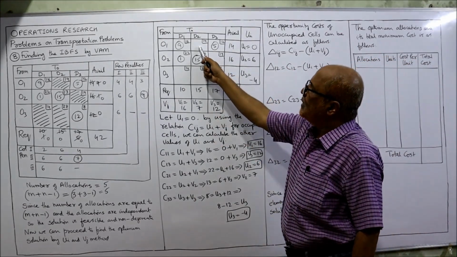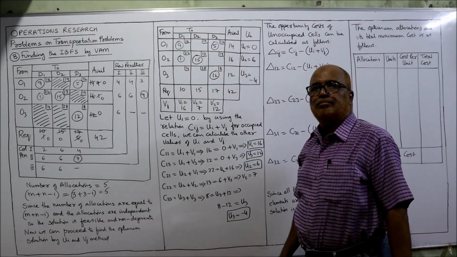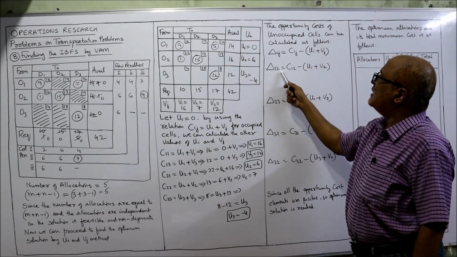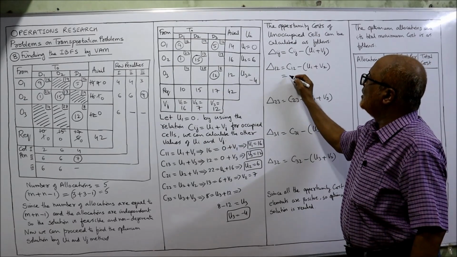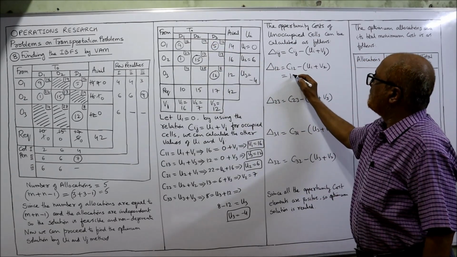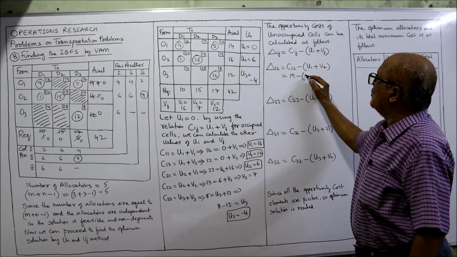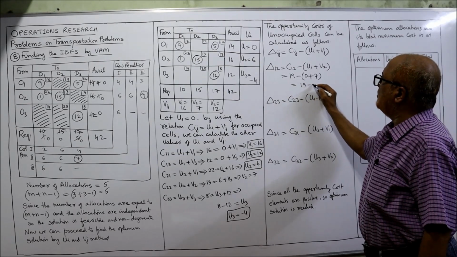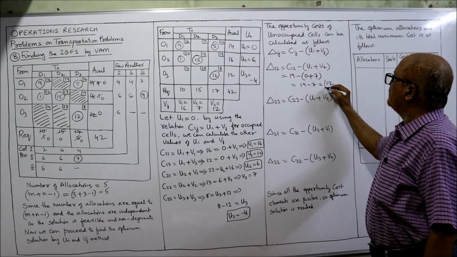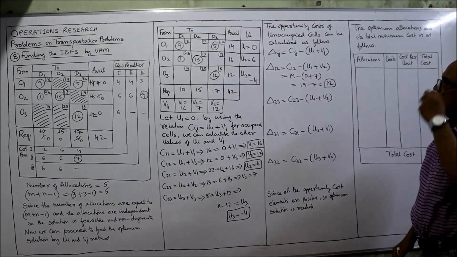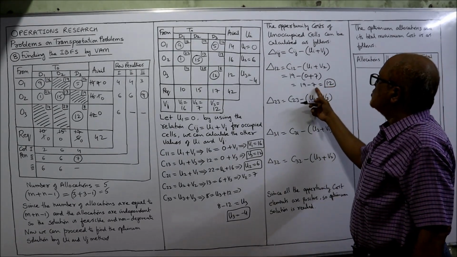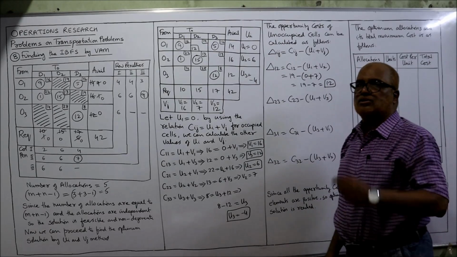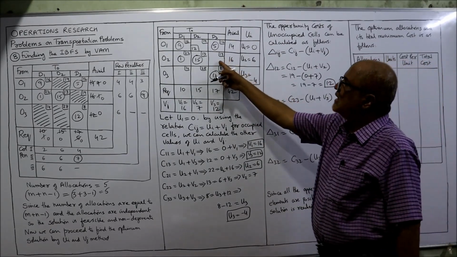What is the location of this unoccupied cell? First row, second column, delta 1,2. So here delta 1,2 is equal to C12. How much is C12 here? 19 minus U1, U1 is 0, plus V2, V2 is 7. So it is equal to 19 minus 7 is equal to 12. So this 12 is delta 1,2. Here I am writing 12. This is the opportunity cost.